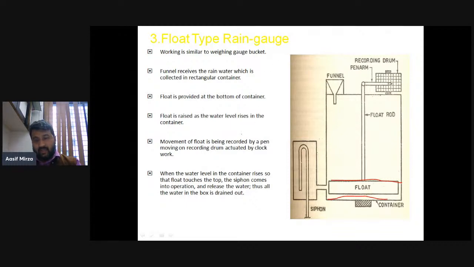So you can see here the siphon is provided at this point. The funnel is provided at the top of this. Water is collected through this funnel and this container is getting filled with water. As the water increases, this float will go up, and this float is attached with this float rod, and this float rod is attached with this pen arm, which is recording the readings on the drum. So whenever the water increases, this float will go upward.